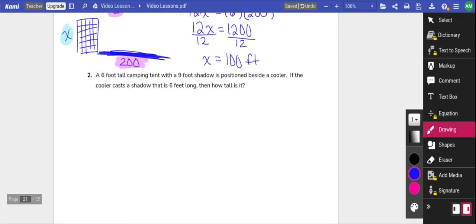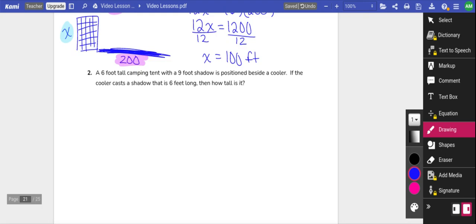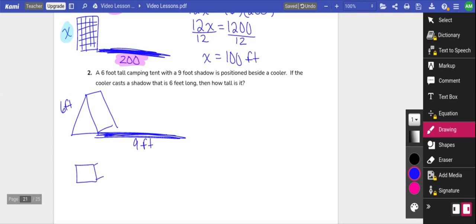Now let's try another one. A 6-foot tall camping tent. Ooh, so let's draw a tent. How's that? Here's my tent. It's 6 feet tall. It has a 9-foot shadow. And that says it's positioned beside a cooler. Oh, let's try to draw a cooler. I don't know, guys. Does this look like a cooler? All right, the cooler has a shadow that is 6 feet long. And we want to know how tall the cooler is.